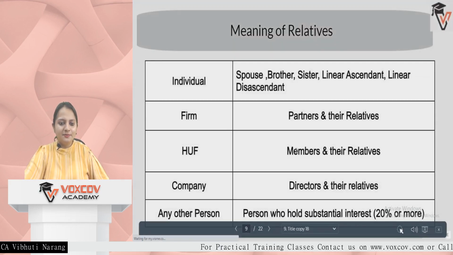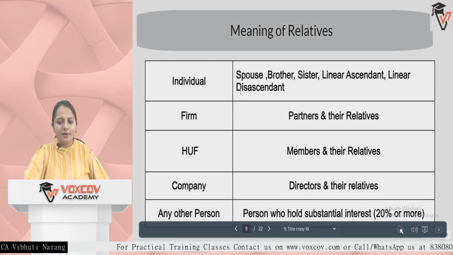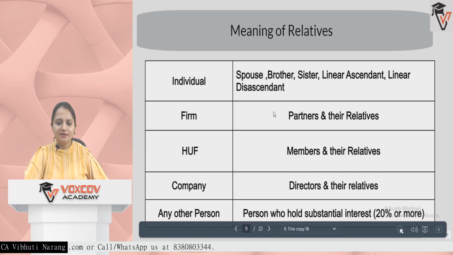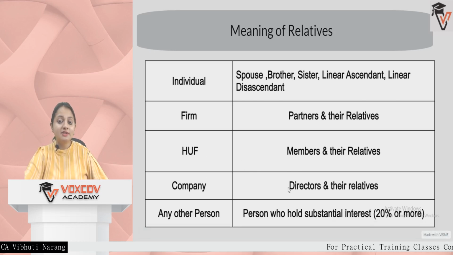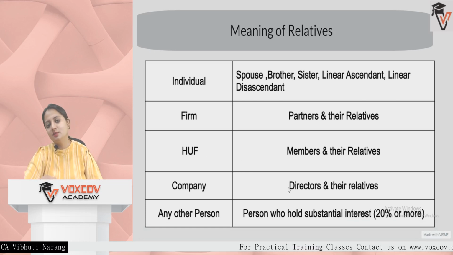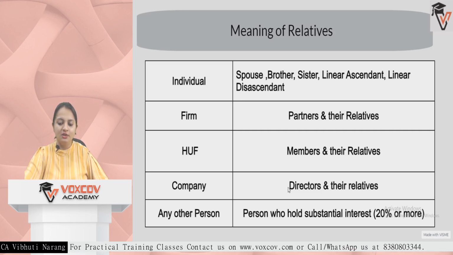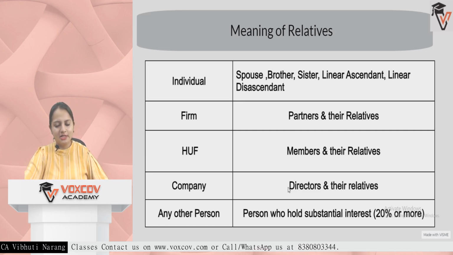Who are relatives? In the case of an individual, it is the spouse, brother, sister, linear ascendant and linear descendant. In case of a firm, the partners and their relatives. In case of an HUF, the members and their relatives. In case of a company, directors and their relatives. And in any other case, any person who is having substantial interest, that is 20% or more voting or share capital power in the company or any organization. So if you have any substantial interest, then you are a relative.